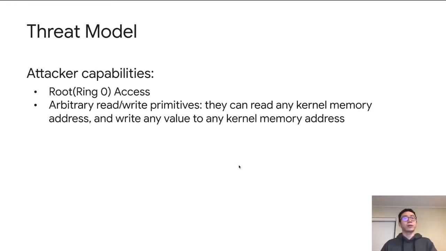So let's talk about the threat model here. We assume the attacker has the following capabilities. It can gain ring 0 access. It can have arbitrary read and write permissions, so it can read any kernel memory address and write any value to any kernel memory address.